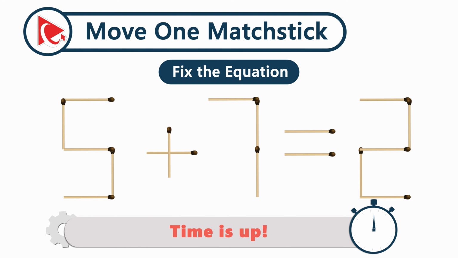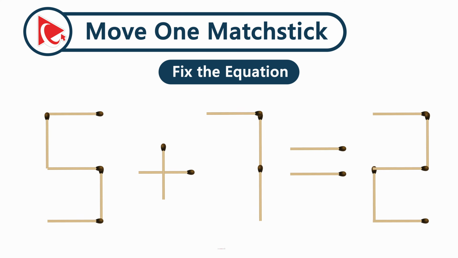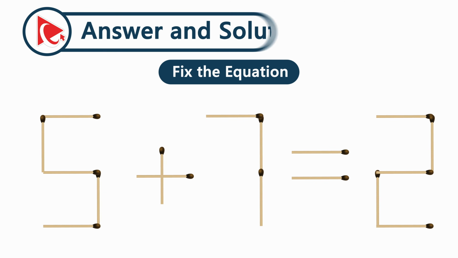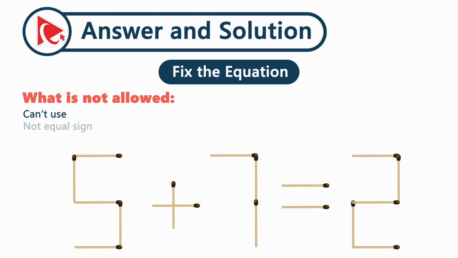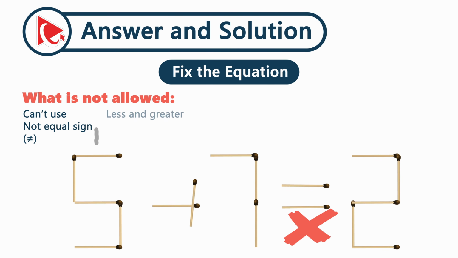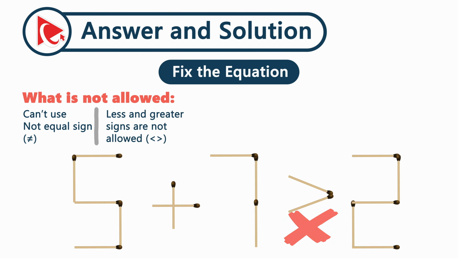Time's up. Are we ready to unlock this enchanted door? The tricky part about this question is that you can't use not equal sign. Take a look at how easy would it be to take just one matchstick from the plus sign and move it to the equal sign. This will make the expression 5 minus 7 not equal to 2, but that's not allowed. Guess what? Less and greater signs are not allowed either. So you might ask, what is allowed?